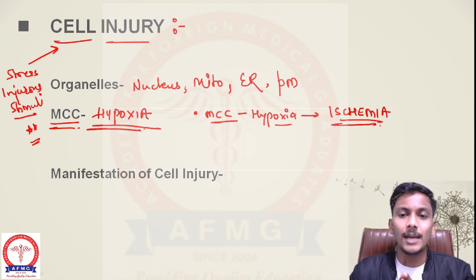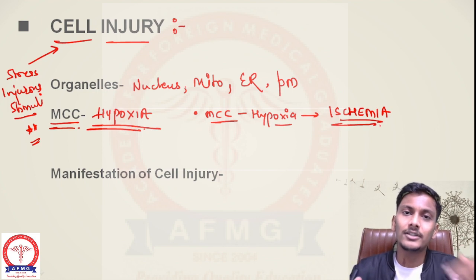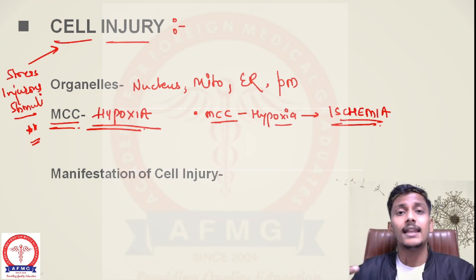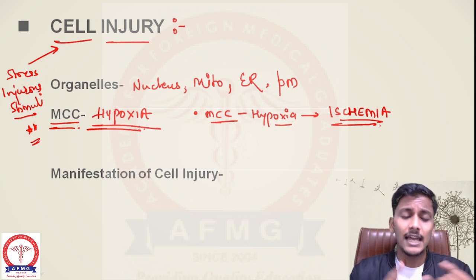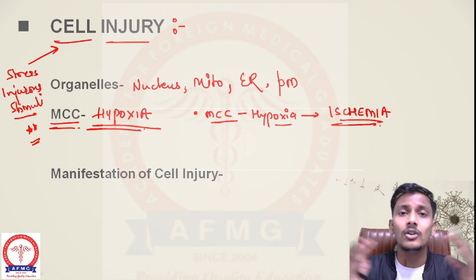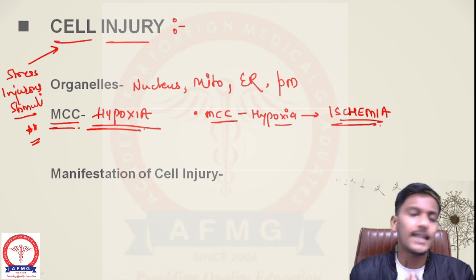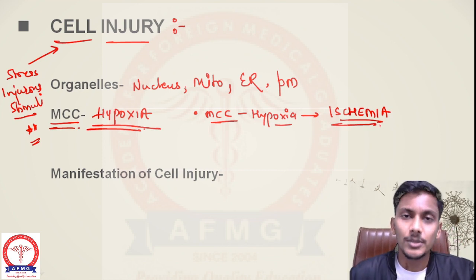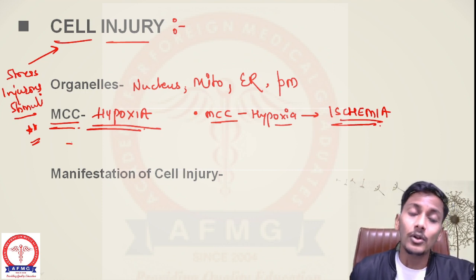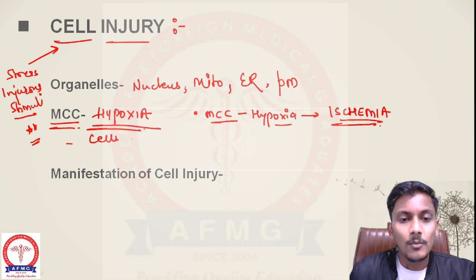What is the difference between hypoxia and ischemia? Hypoxia is decreased oxygen supply to the cell, whereas ischemia is decreased blood supply to the cell. Besides these, there can be different causes of cell injury: physical agents, chemical agents, immunological, genetic, infectious and nutritional agents. All of these are responsible for causing cell injury. But the most important ones to remember are the most common cause, hypoxia, and the most common cause of hypoxia, ischemia.